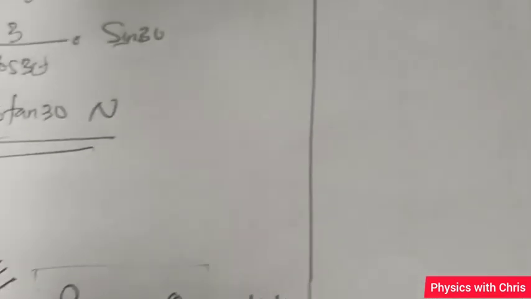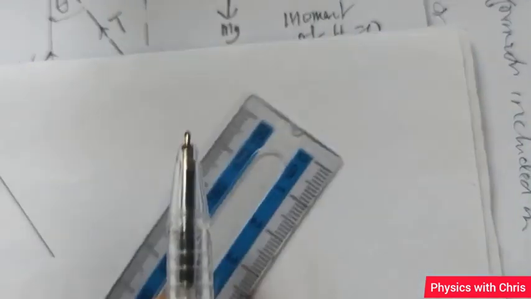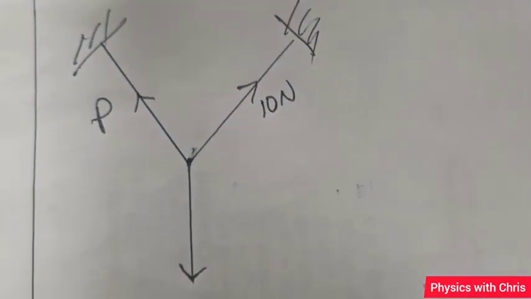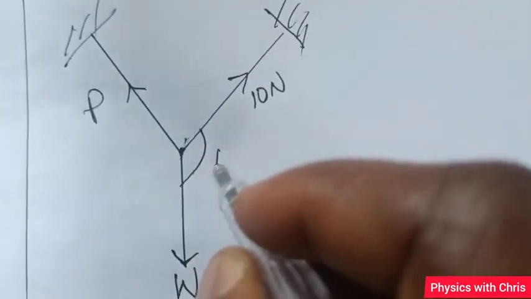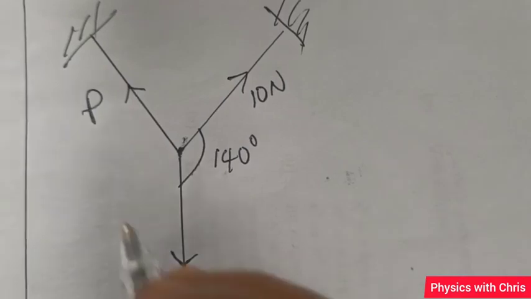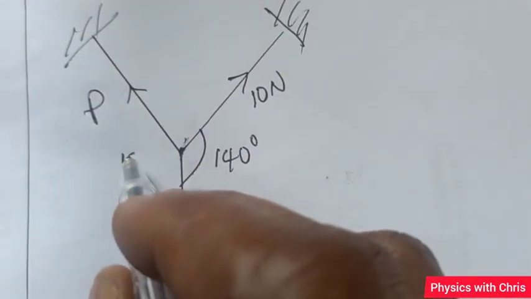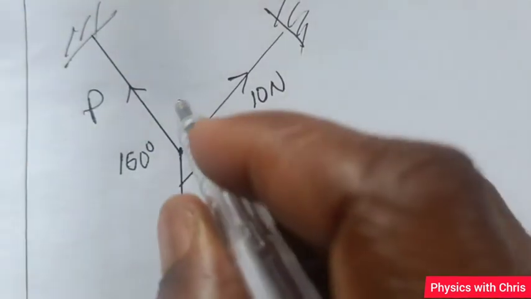Before then, let's take an example quickly. Let's say you have this system of forces, and the question will be very specific that the system is in a state of static equilibrium under the action of these forces. Let's say this is force Q, and force Q is 10 Newton. Force P is not given, and force W is not given too. They say this angle is 140 degrees, for instance, and this angle is 160 degrees, then this angle is 60 degrees.